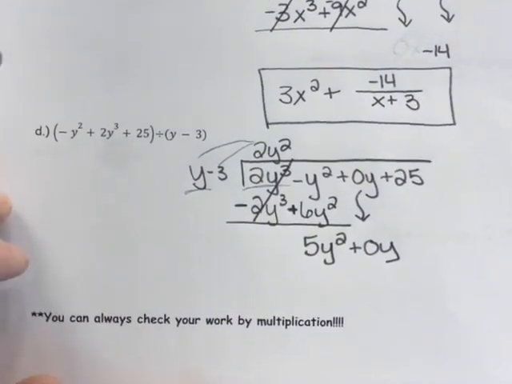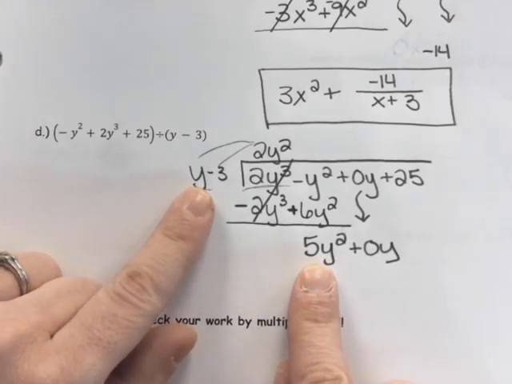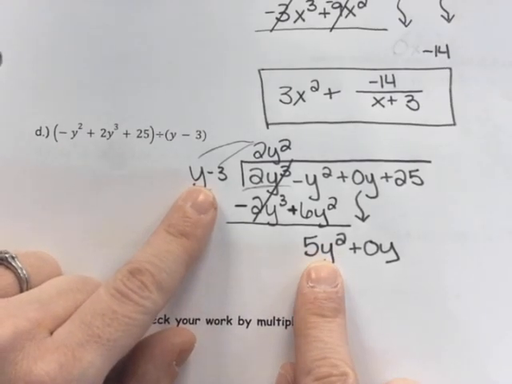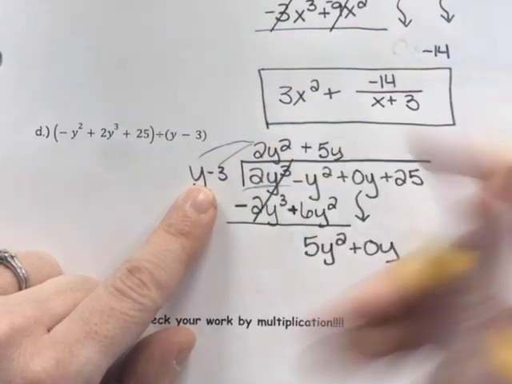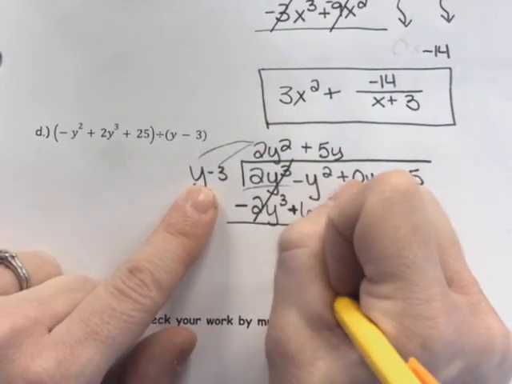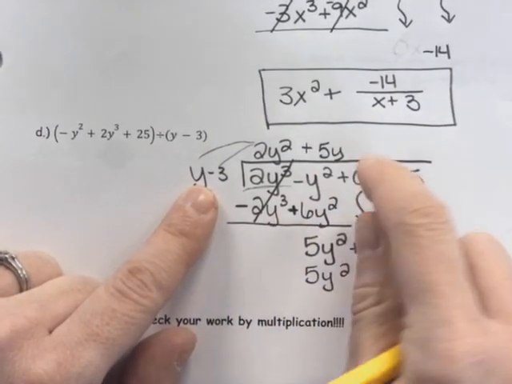I'm going to bring down the next thing, which is 0y. But I'm actually going to need that as a placeholder this time, so you'll see what happens here. So we actually need the 0y to stay put. So far it hasn't been useful. This is going to be a time where it's actually useful. Okay, we care about this, the first thing. Y times what would get me to 5y squared? 5y. 5y times y, yep, 5y squared.